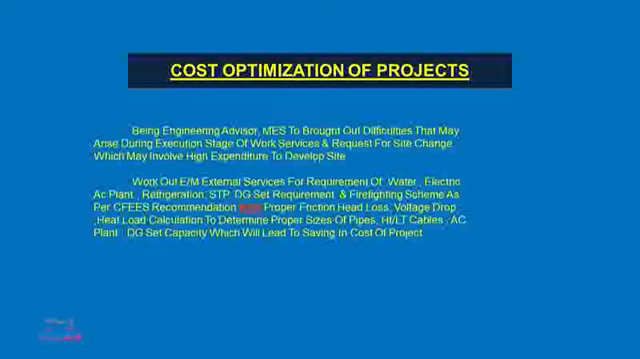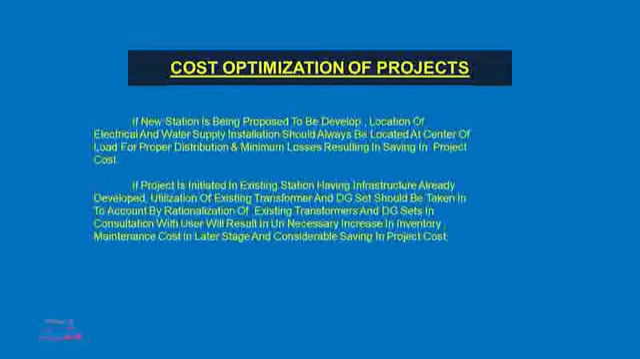Work out MES external service for total water, electric, AC plant, refrigeration, STP, DG set requirement and firefighting scheme as per CFI's recommendation with proper friction head loss, voltage drop calculation, heat load calculation to determine proper size of pipes, HTLT cables, AC plant, DG set capacity, which will lead to saving in cost of the project. If new station is being proposed to be developed, location of electrical and water supply installation should always be located at center of the load for proper distribution with minimum losses, resulting in saving in project cost.